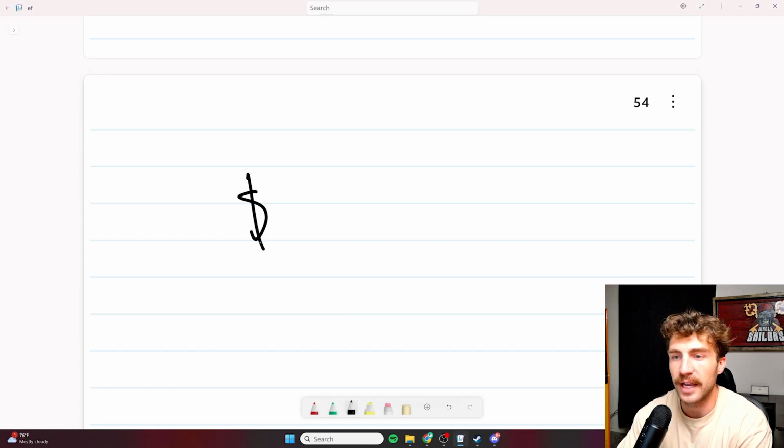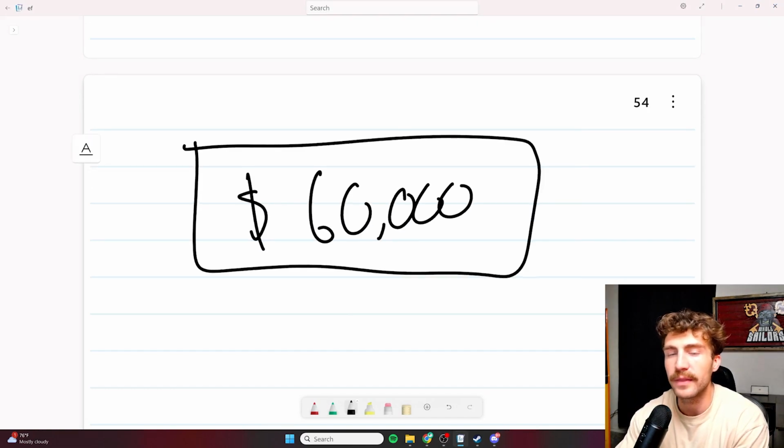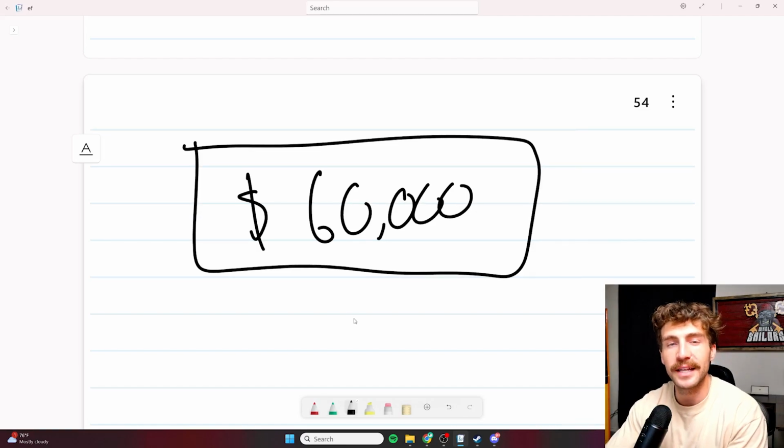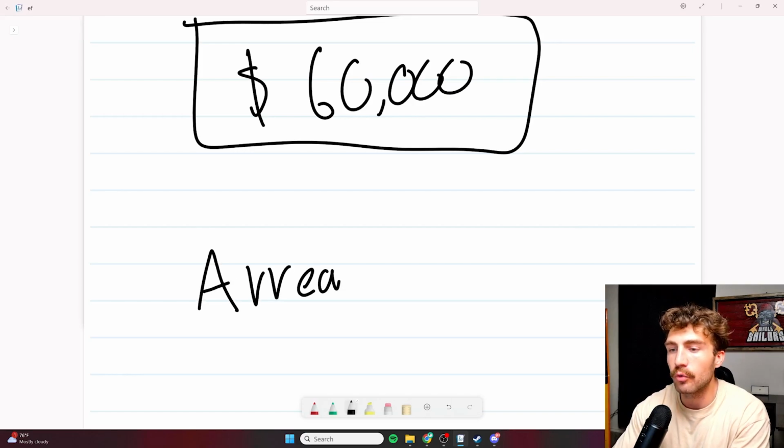Anyways, let's finish this calculation. As I stated earlier, the seller has $60,000 in equity, but there is one thing we forgot. One thing we didn't think about. She is in pre-foreclosure. She is behind on her mortgage. So therefore, she's going to have arrears.